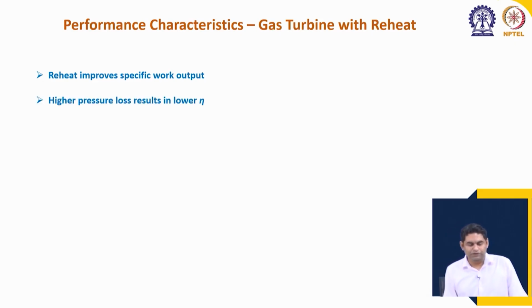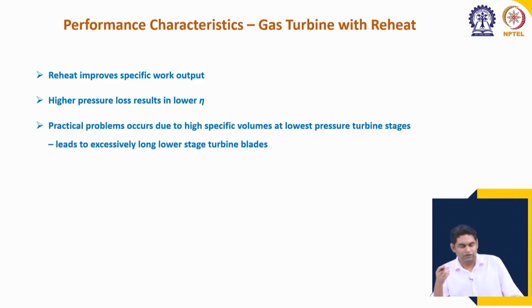So, reheat improves the specific work output, but higher pressure loss results in lower efficiency. In a reheat cycle in general the efficiency is lower, and more pressure loss will result in even lower efficiency. Then there are practical problems related to high specific volumes at the lowest pressure turbine stages. This leads to excessively long lower stage turbine blades. What do we mean by that?